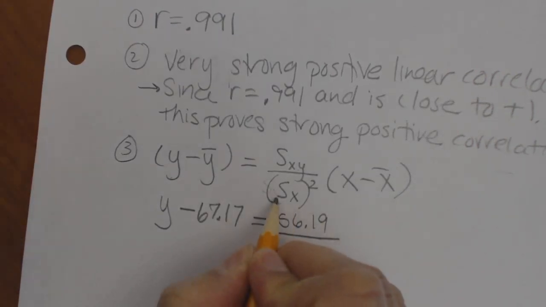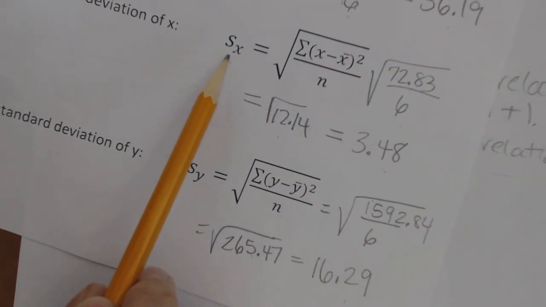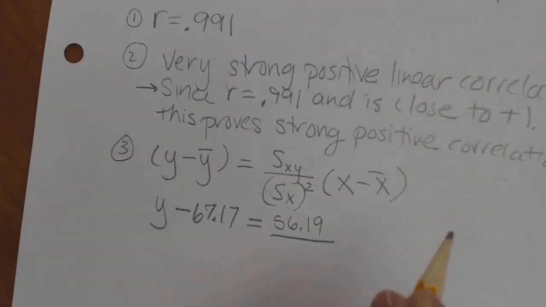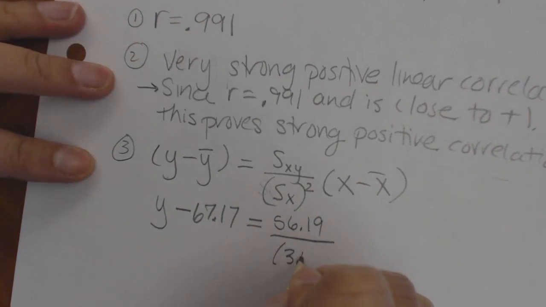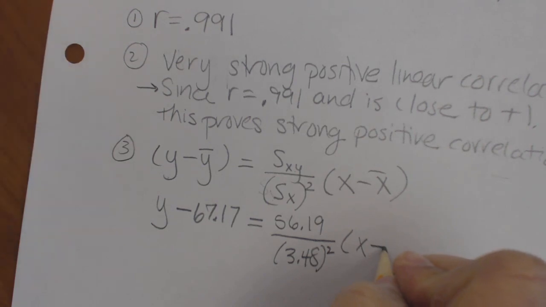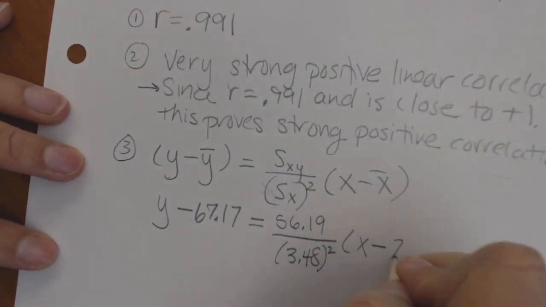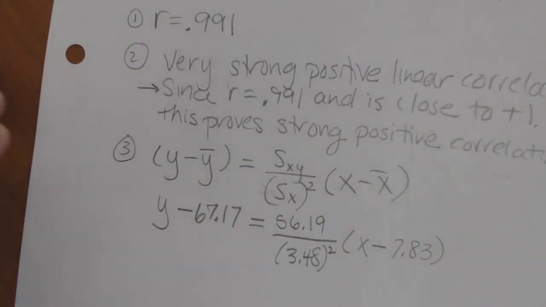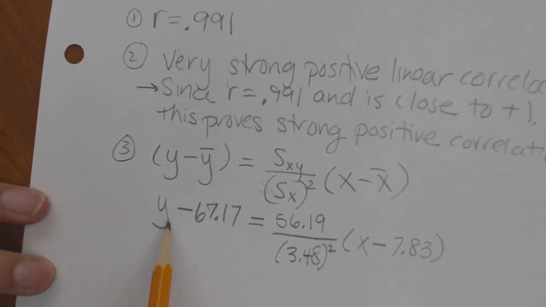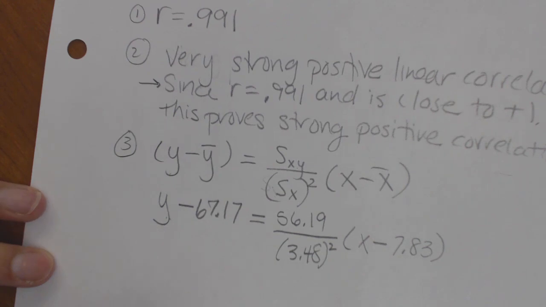56.19 divided by the standard deviation of x, which is 3.48. So 3.48, we have to square that. And then x minus x bar, which from our sheet, I believe is 7.83. Yep, 7.83. We're not finished yet because we need this in y equals ax plus b, meaning we need to solve for y. So there's some math that we need to do.